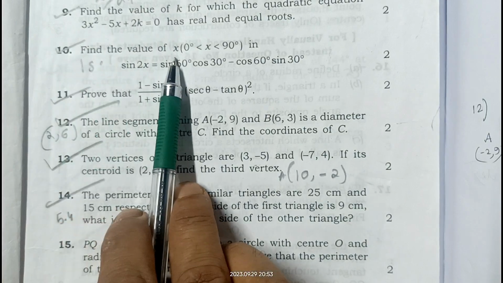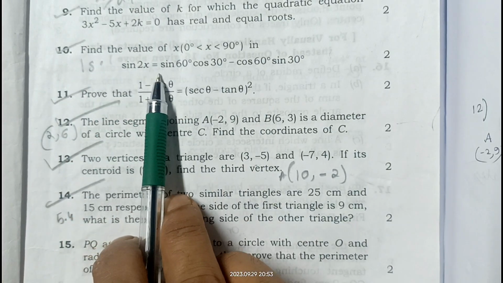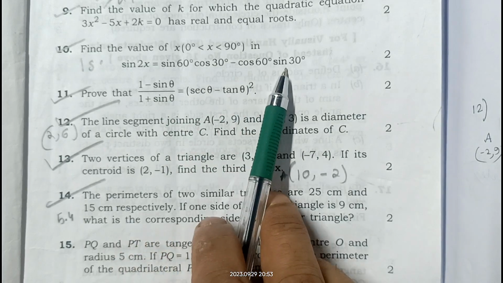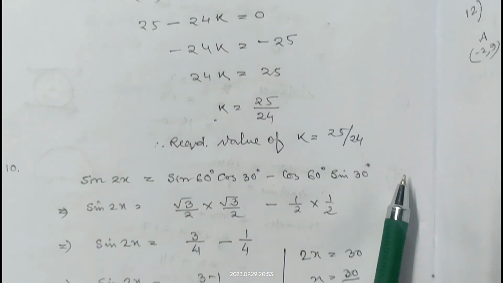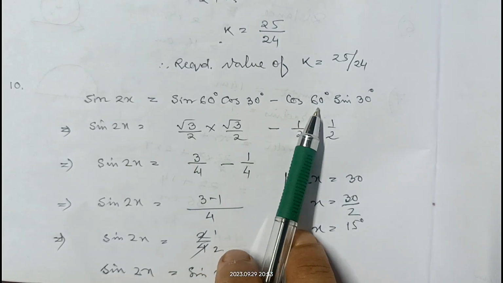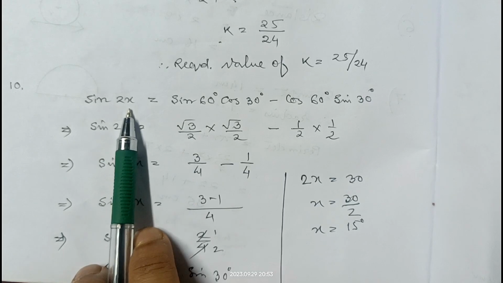Number 10. Find the value of x in sine of twice x equal to sin 60 cos 30 minus cos 60 sin 30. Here it is given that sine of twice x is sin 60 cos 30 minus cos 60 sin 30, and we have to find the value of x.